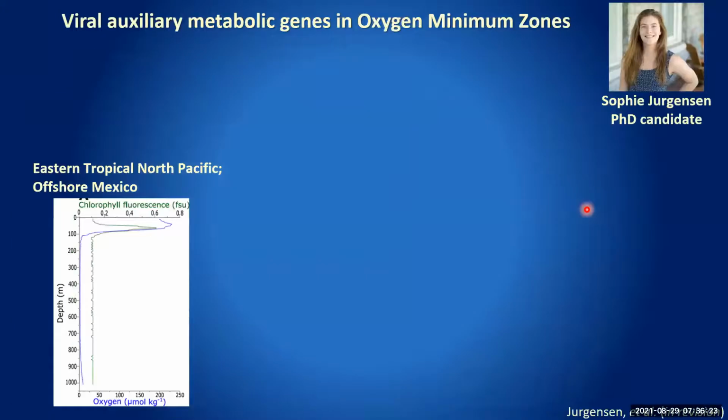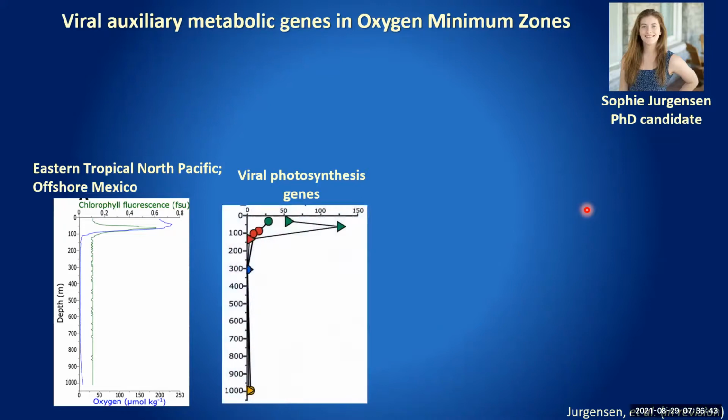So now we start to get to the meat of this. We want to look at what viral auxiliary metabolic genes are in our samples from the Eastern Tropical North Pacific. So I go to Sophie and ask, please show me a depth profile of viral photosynthesis genes at this station. And she shows me this. Viral encoded photosynthesis genes are highest in the upper ocean where there is sunlight and where there is photosynthesis going on. So this is good. This means the world is working the way we think it should.